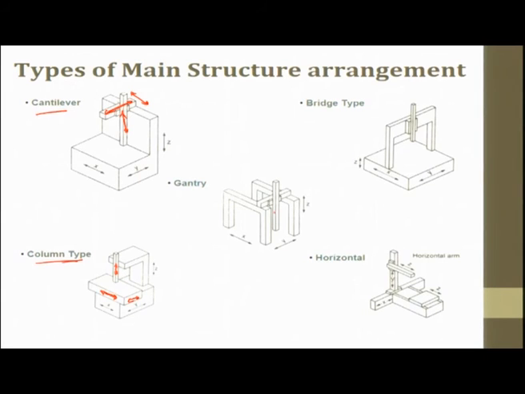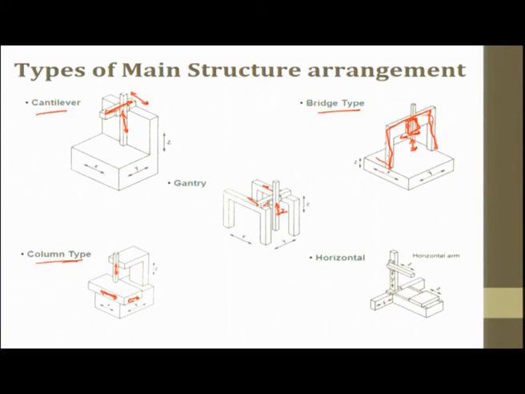Similarly we have gantry. In this you can see that this can move in X direction, this can move in Y direction, and this can move in Z direction. Next is bridge type, which is the machine that we have in our laboratory. In this, the whole bridge can move in X direction, this column can move in Y direction, and this arm can move in Z direction.